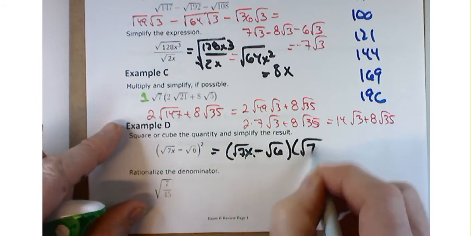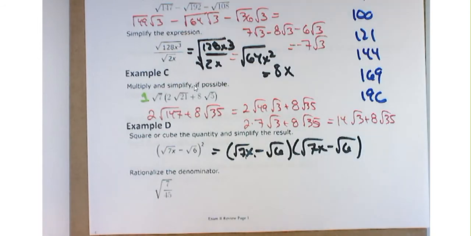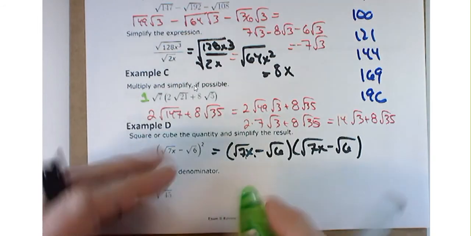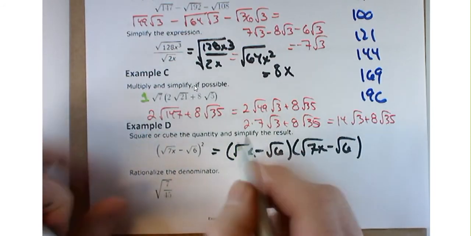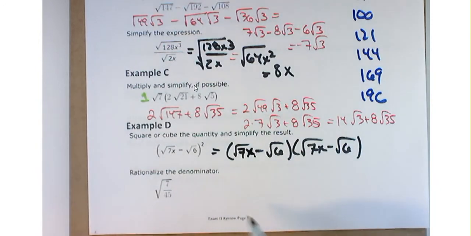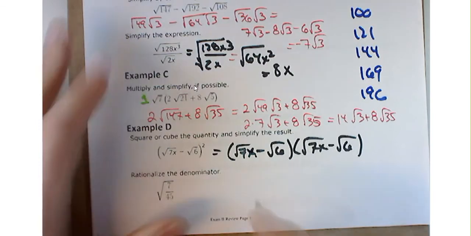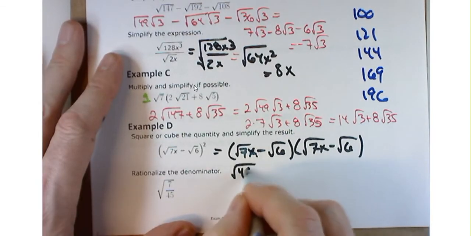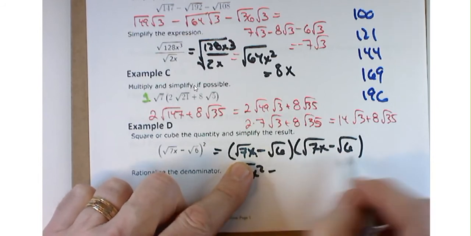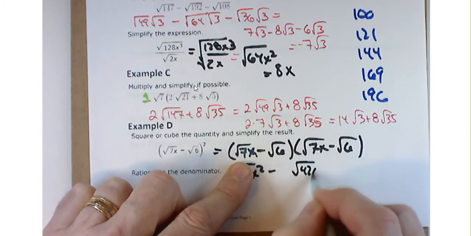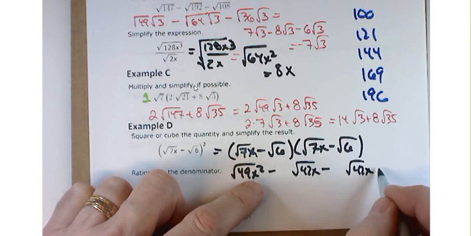So the best thing to do is to multiply this by itself. So that's square root of 7x minus square root of 6 times itself. Now all the action is going to happen underneath the radical. So it's going to be square root of 49x squared minus square root of 42x minus square root of 42x again.